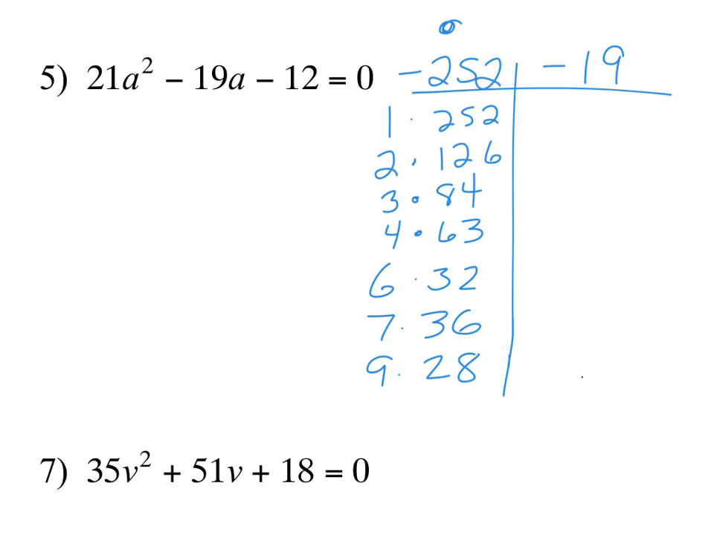But I'm actually going to go ahead and stop just for the sake of time, because I know that I've got the right one, because one of them has to be a positive and one of them has to be a negative, right? Because it's a negative 252. So if this is a positive 9 and that's a negative 28, there we go. Those are the two that add up to negative 19, right?